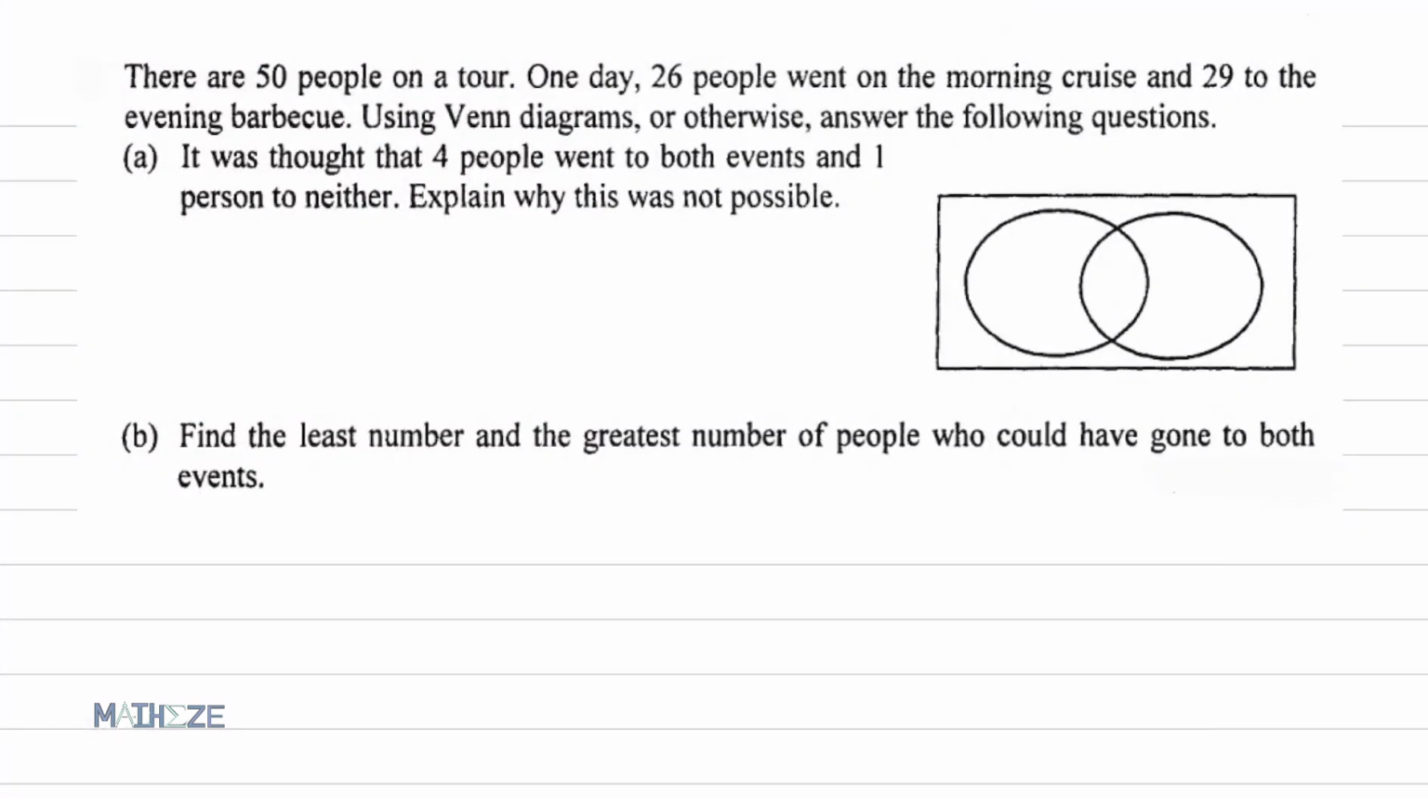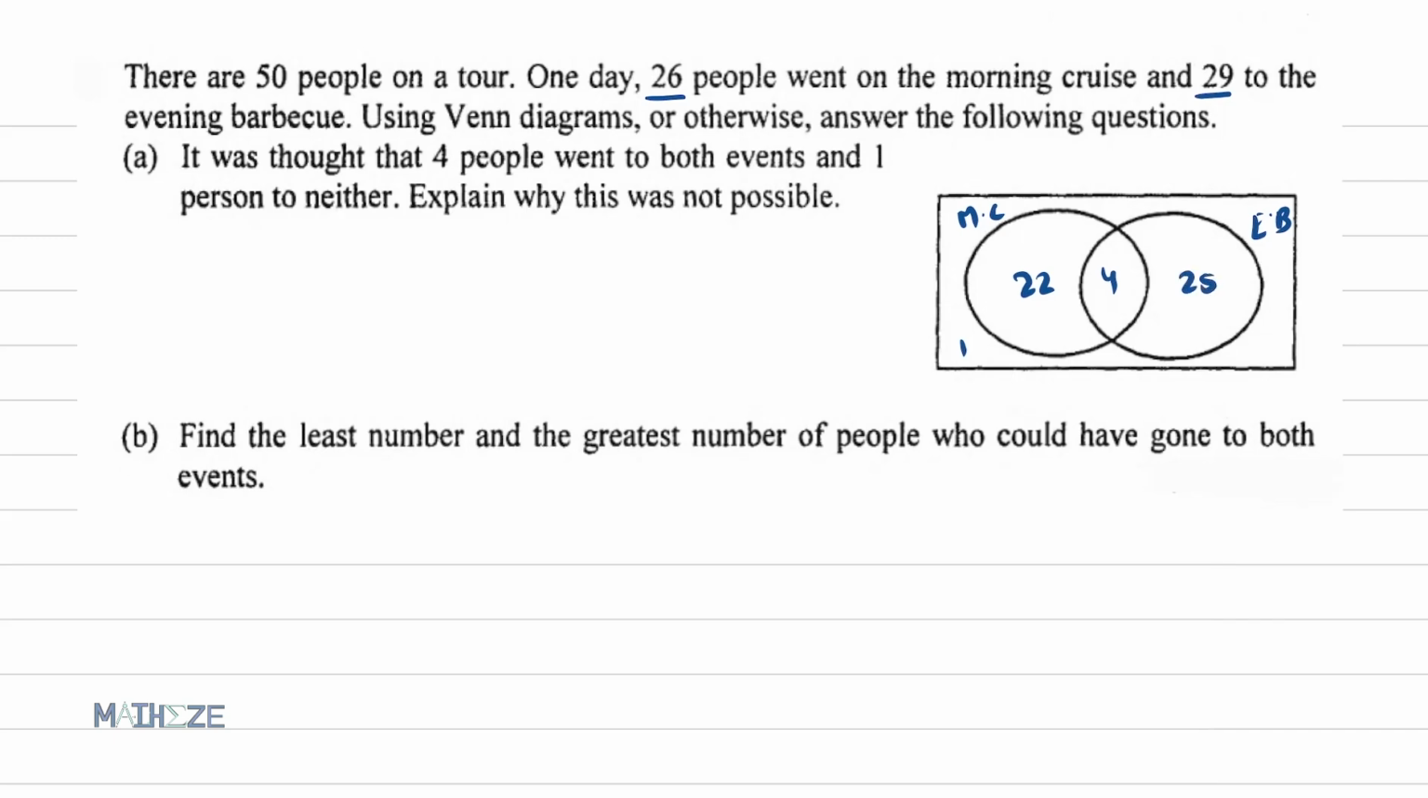If I see this question, it says there are 50 people on a tour. One day, 26 people went on the morning cruise and 29 to the evening barbecue. Using a Venn diagram or otherwise, answer the following question. Part A is not related to least and greatest value, but I'm just solving it. It was thought that four people went on both events, the four will come here, and one person to neither, one will go here. Total morning cruise, how many people went? 26. So let's write morning cruise here, evening barbecue here. 26 minus 4 will give us 22. And total on evening barbecue, how many people went? 29. What's 29 minus 4?